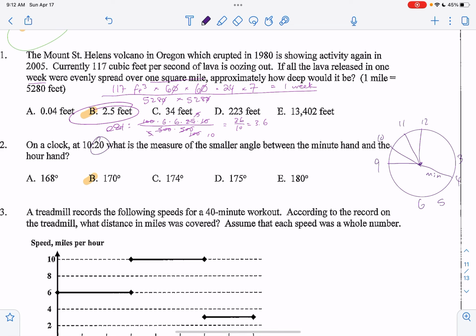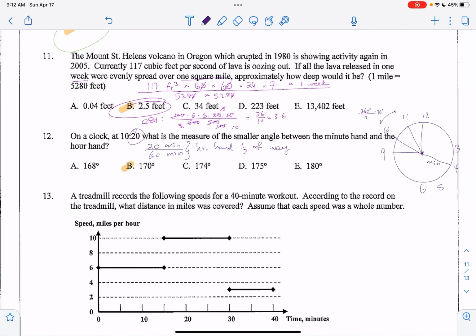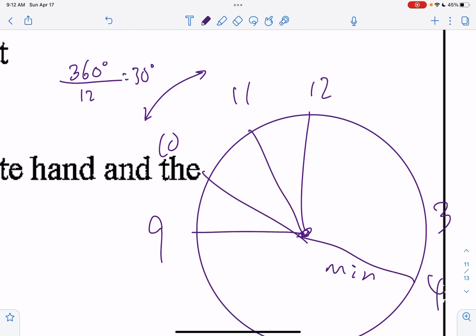Now, because you have 20 minutes, and that's 20 minutes out of the total, which is 60 minutes, the hour hand will be 1/3 of the way there. And now to figure out the angle between 10 and 11, you can do 360 degrees, which is the full circle, divided by 12, which is equal to 30 degrees. So between 10 and 11 is 30 degrees, and you know that it has to be 1/3 of the way there. So the hour hand will be right here. It'll be 1/3 of the way.